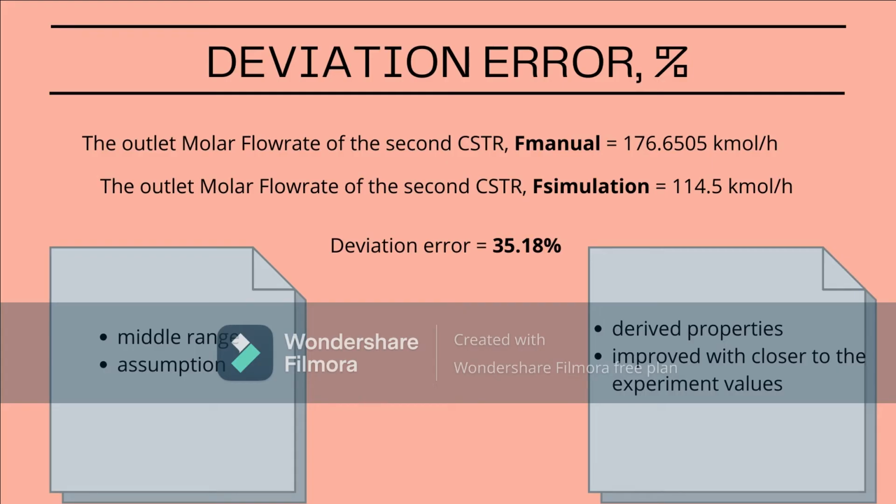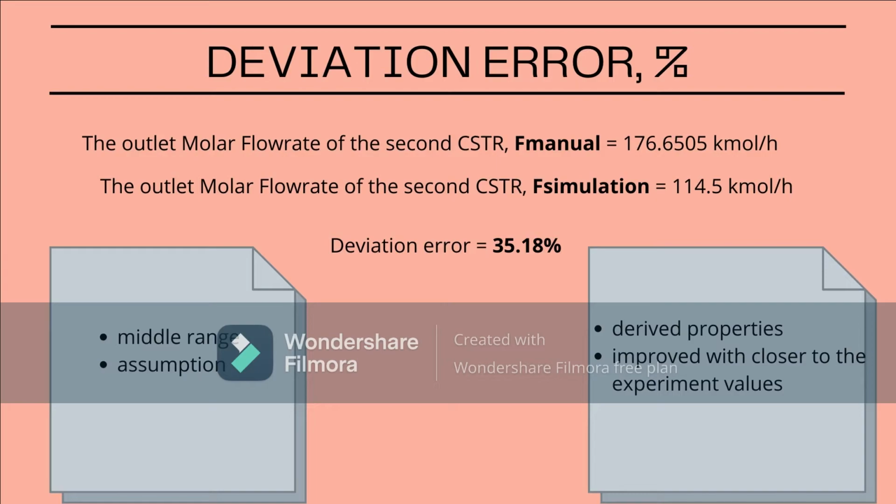The deviation error. The outlet molar flow rate of the second CSTR, F manual, is 176.6505 kgmole per hour, and the outlet molar flow rate of the second CSTR, F simulation, is 114.5 kgmole per hour. The deviation error is 35.18%. The end result indicates that the deviation error is in the middle range because the maximum percentage of an error to be considered small is 20%.